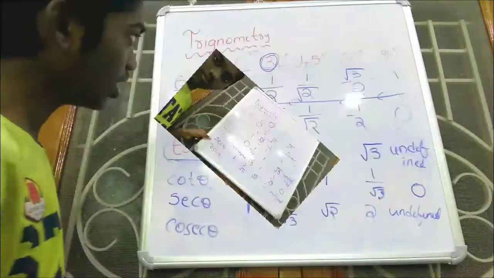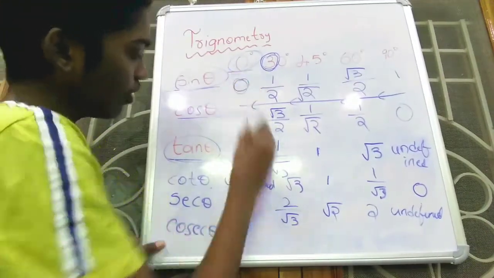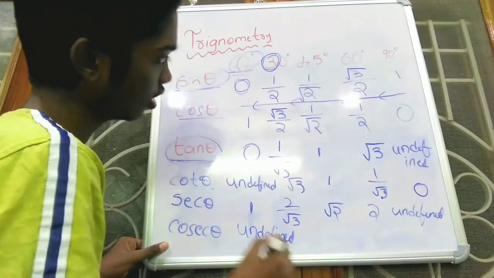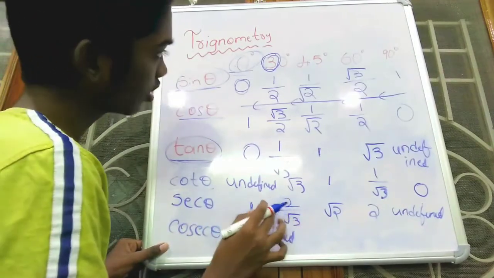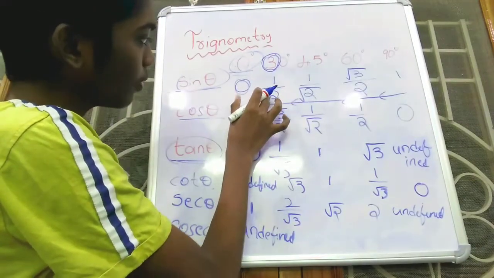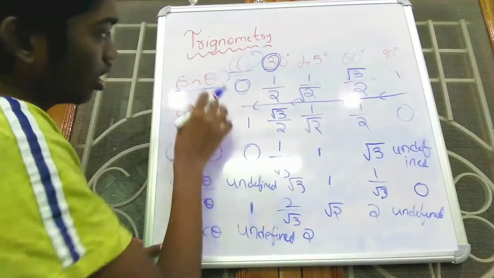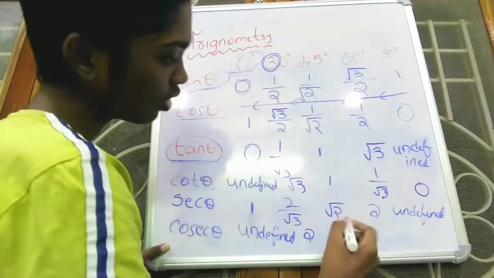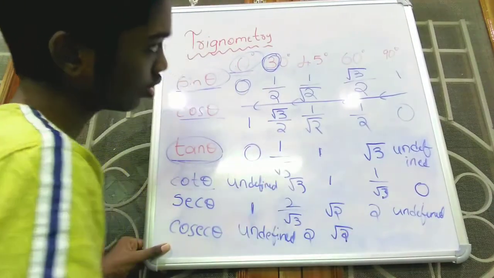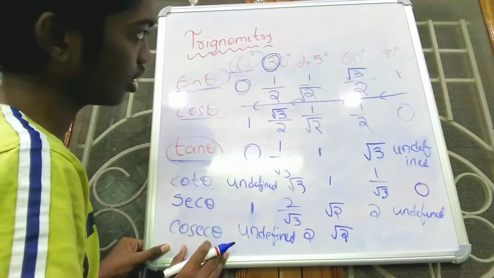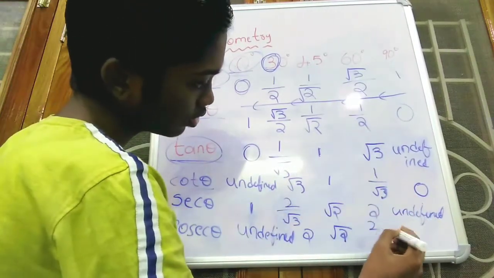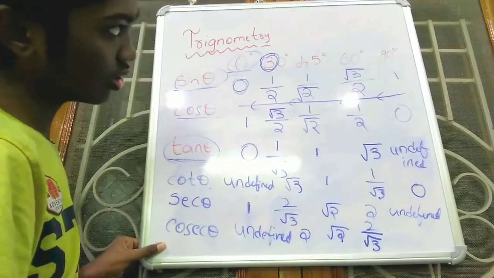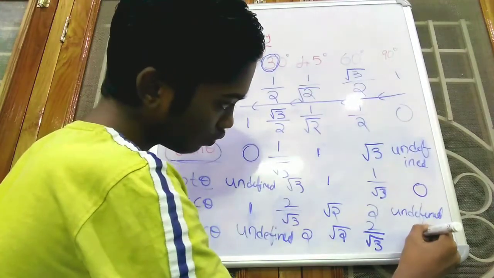Now let us see the cosec values. Cosec 0 is the reciprocal of sin 0, which is undefined. So here let us write undefined. Cosec 30: sin 30 is 1 by 2, and the reciprocal of 1 by 2 is 2. Cosec 45: sin 45 is 1 by root 2, and the reciprocal is root 2. Cosec 60: sin 60 is root 3 by 2, and the reciprocal is 2 by root 3. Cosec 90: the reciprocal of 1 is equal to 1.